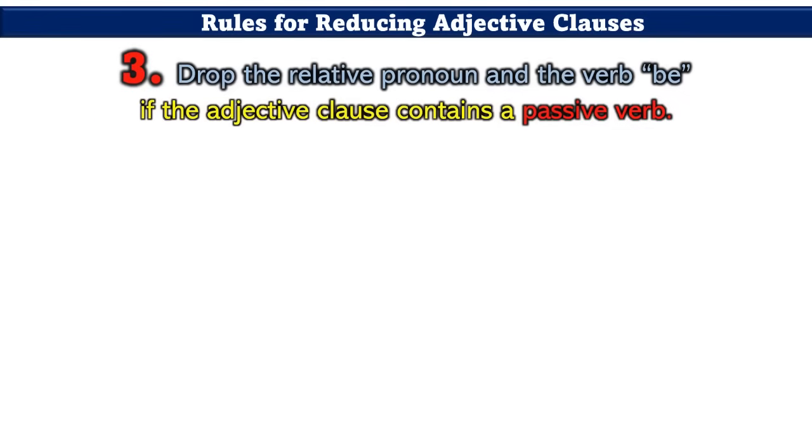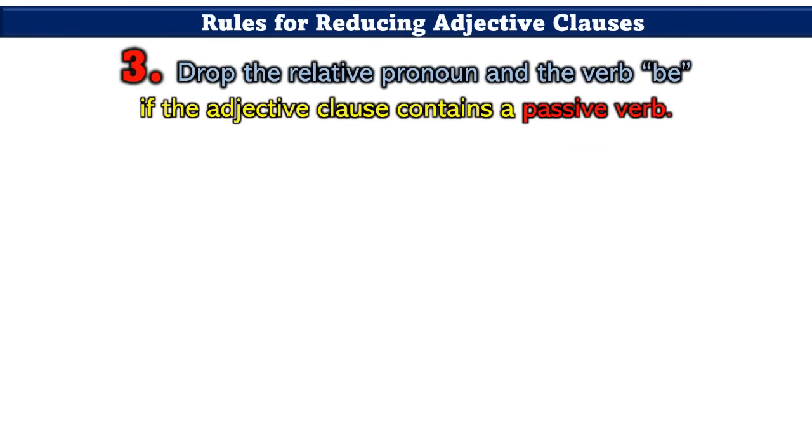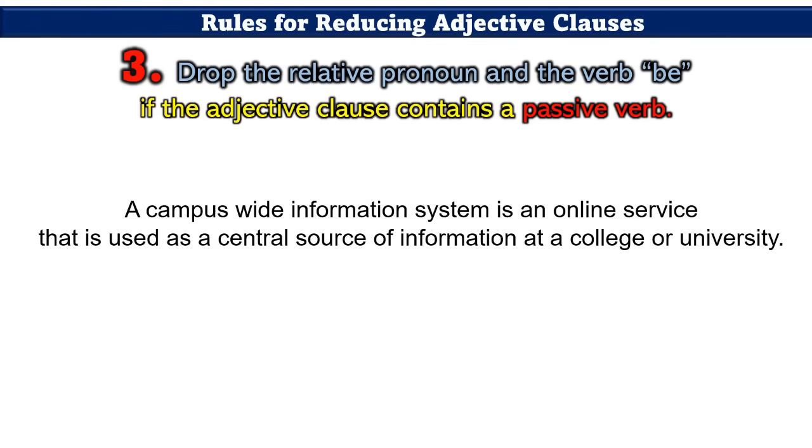If the adjective clause contains a passive verb, we can also drop the relative pronoun and the be verb. Take a look at the given example. A campus-wide information system is an online service that is used as a central source of information at a college or university. Notice that the adjective clause has a passive verb which is used. Therefore, we can drop the relative pronoun that and is. This is now the reduced definition.